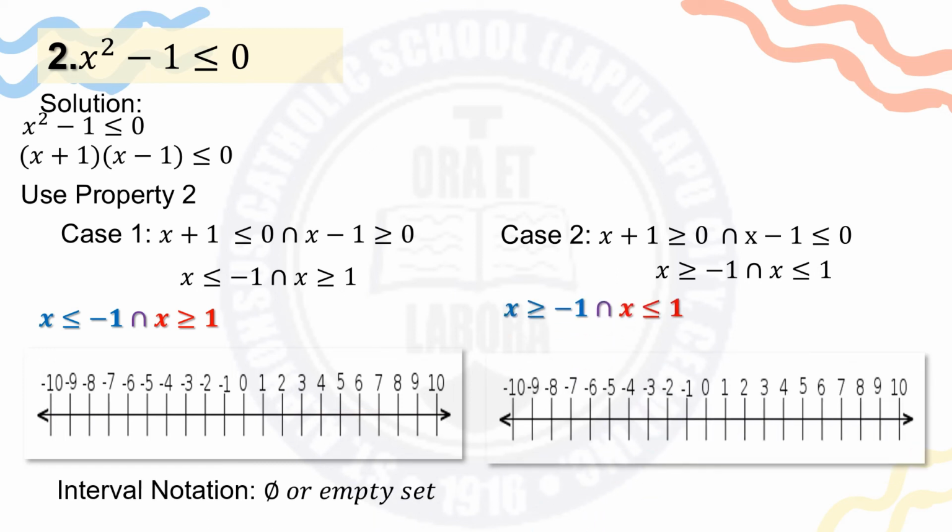For case 2, x is greater than or equal to negative 1. This is the graph. Next, x is less than or equal to 1. This is the graph. And as you can see, there is an intersection of the two graphs. When we combine them, this would be the intersection. And for our interval notation, that would be from negative 1 to 1, including negative 1 and 1.